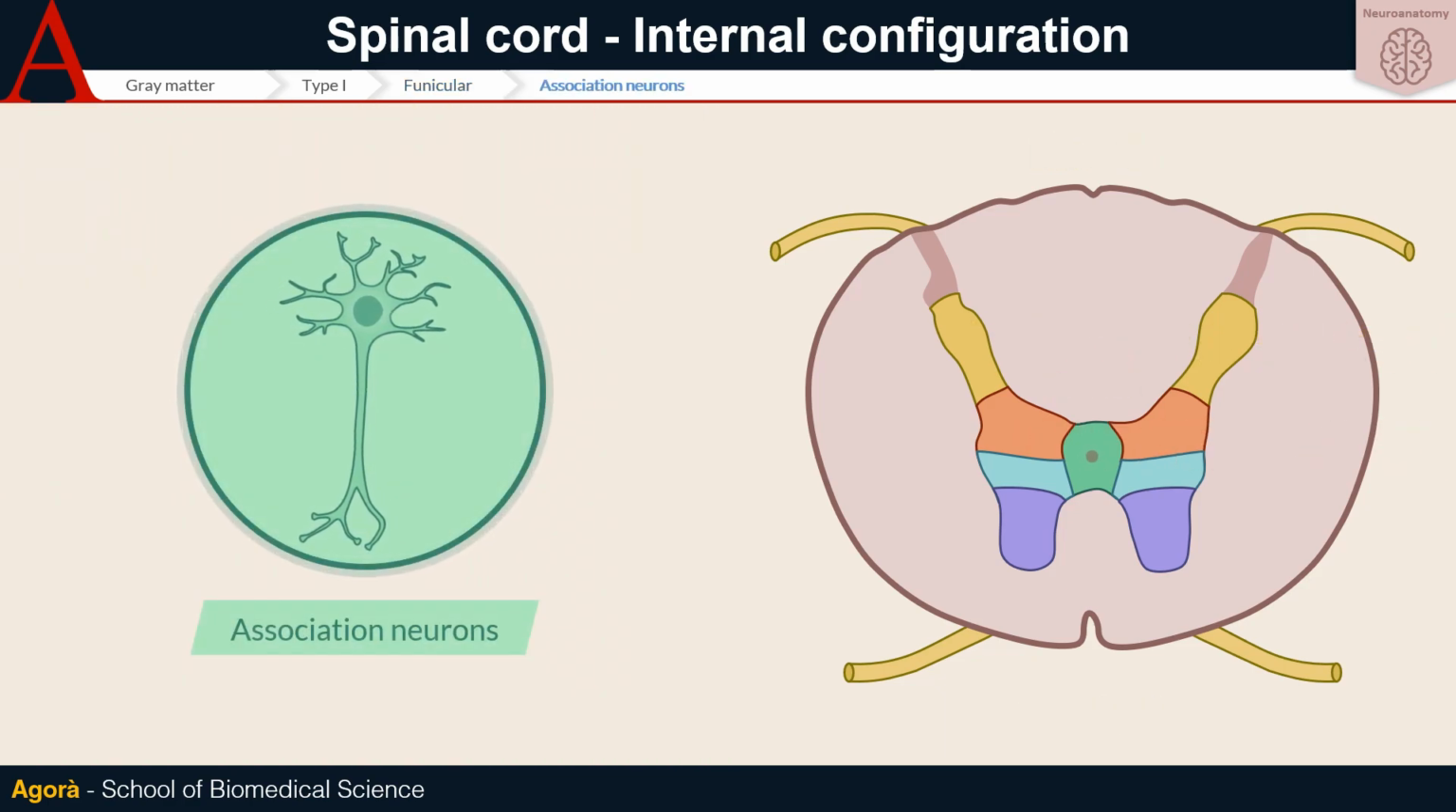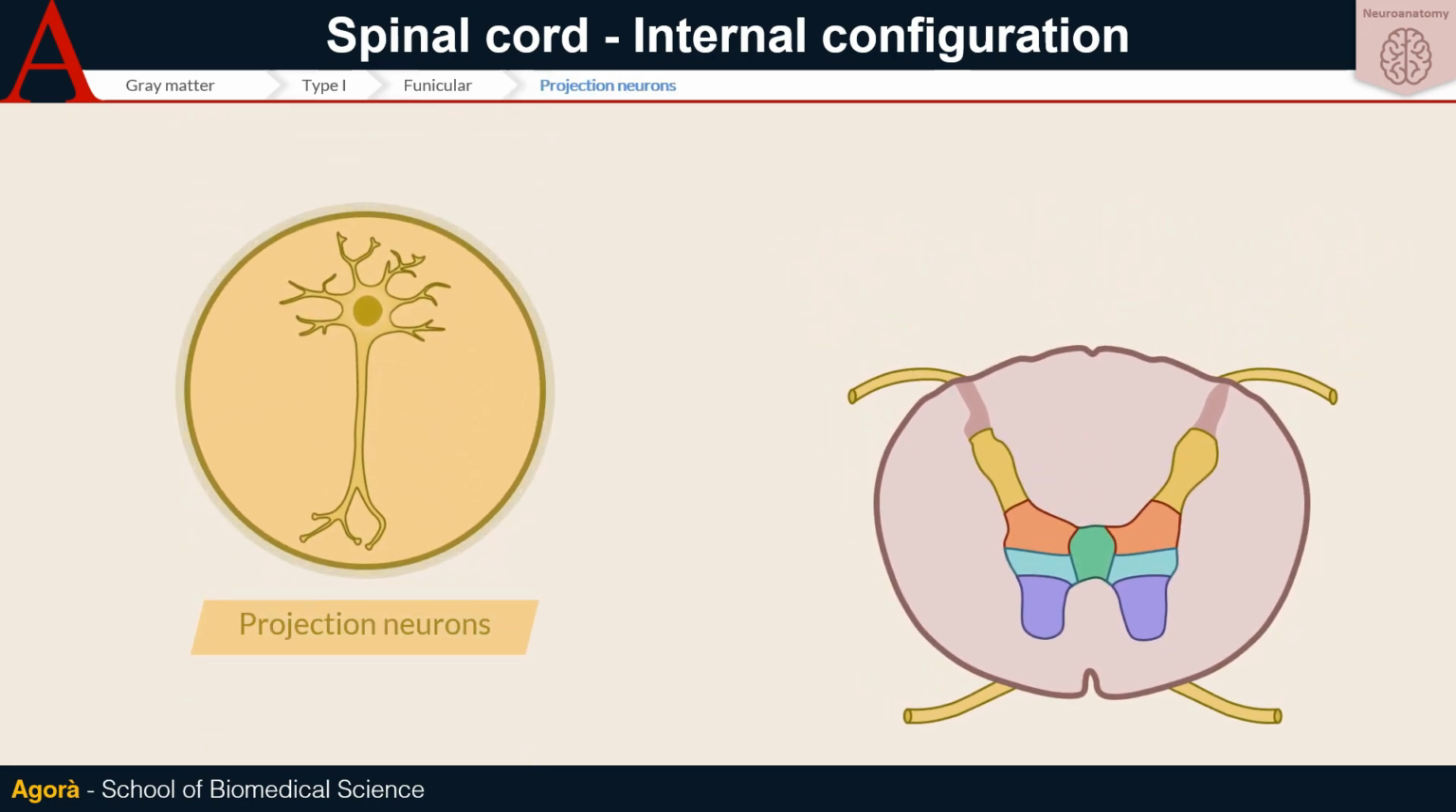Association neurons. After a more or less extended journey in the white matter, these neurons return to the grey matter in order to create synapses between different segments of the spinal cord. Projection neurons. These neurons have an axon that sends or projects impulses to distant central structures, such as the brainstem.